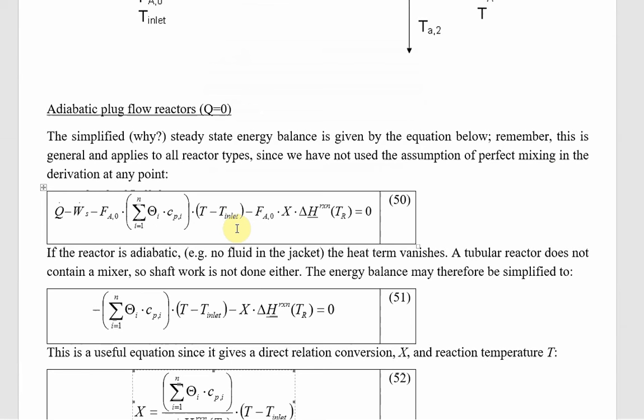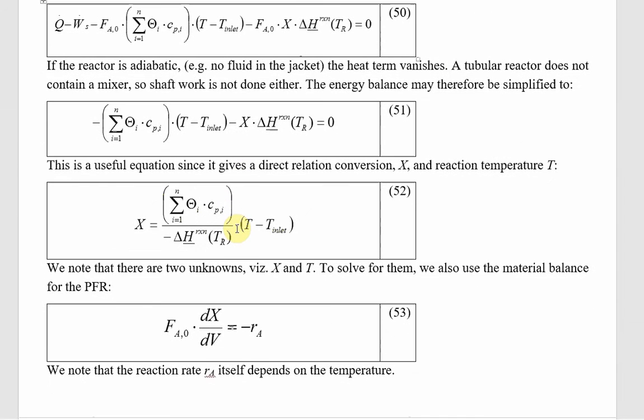So you can see here the Q term will vanish. And then also, we don't have shaft work. We normally understand for a tubular reactor, we aren't adding a stirrer into that tube. So we normally ignore that term, leaving us just with these two terms. So that's the equation now. And then we get this relationship, a kind of direct relationship between conversion and reactor temperature. So that's still the energy balance.